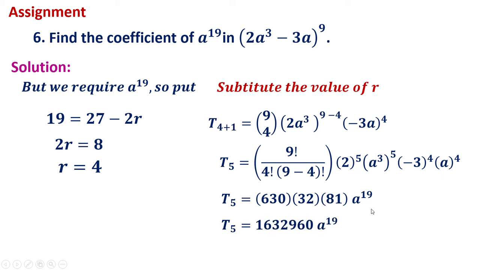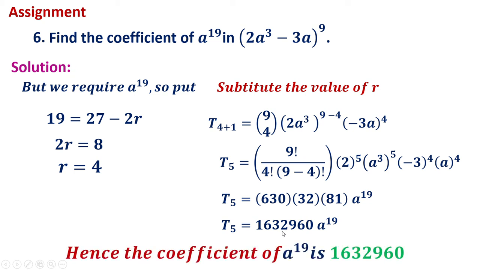So our final answer is, I know this is not the final answer yet because we're looking for the coefficient of a to the 19th. So 1,632,960. So this will be our coefficient of a to the 19th power. So hence the coefficient of a to the 19th power is 1,632,960. So that will be our final answer.